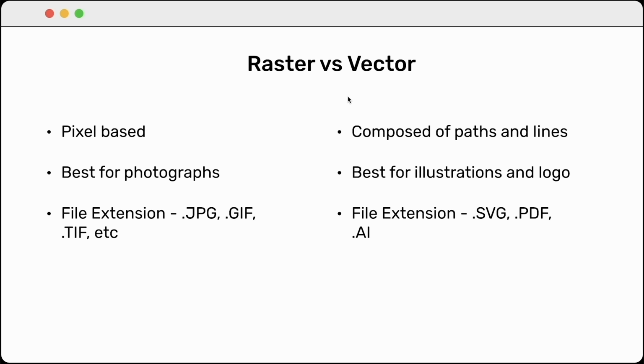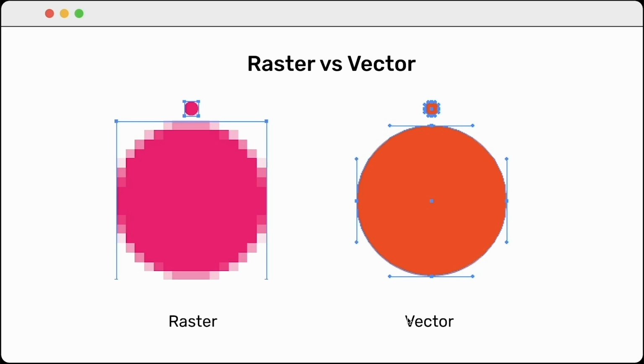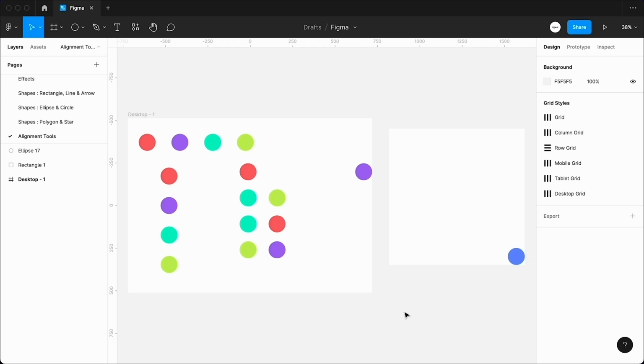The file extensions for raster graphics are JPEG, GIF, and TIF, while the file extensions for vector graphics are SVG, PDF, and AI. As we have understood that raster graphics are pixel based and vector graphics are made up of lines and paths, the main difference between these two is that when we scale or zoom a raster graphic, it will lose quality, but if we scale or zoom vector graphics, it will not lose quality. This is the reason why illustrations and logos are exported in SVG format. Now let's quickly move to Figma and create a few shapes and learn how to use the pen tool.